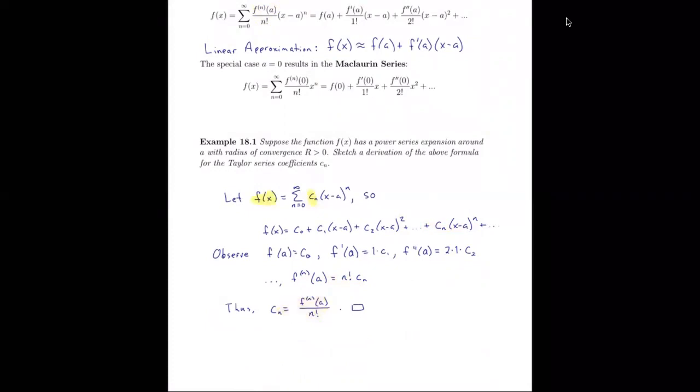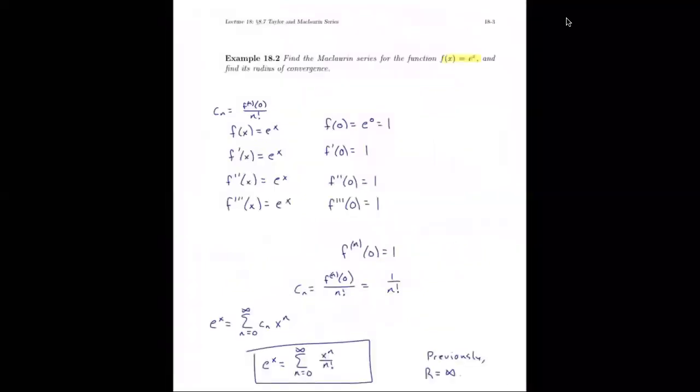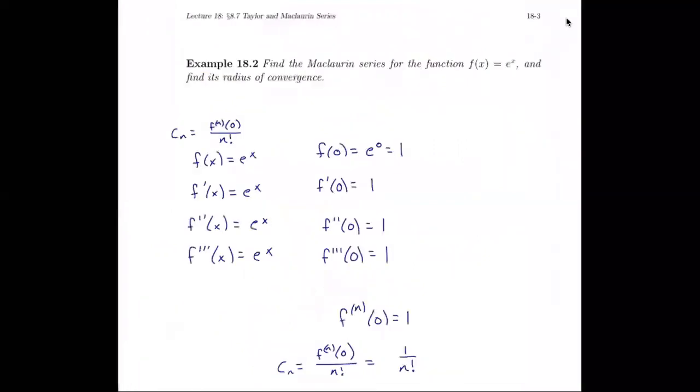So let's use it now that we're convinced that it's the case. They ask us to find the Maclaurin series for the function f of x equals e to the x. Now, I might have hinted at this one in the past, but we're actually going to do this directly. They also ask us to find the radius of convergence for it. So we know that c sub n is generally given by the nth derivative of f evaluated at 0 over n factorial.